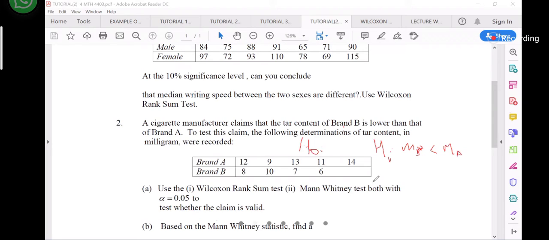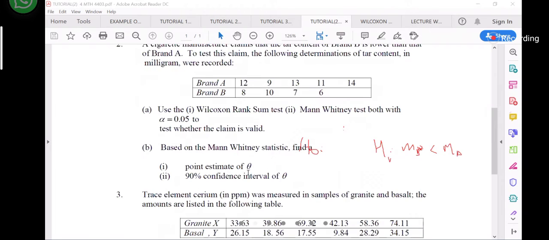Okay. So what is the lower critical value? 3, right? Yeah. So reject H naught if 1 is less than 3. Is it less than? Yes. So reject H naught. So based on the Mann-Whitney statistic, find a point estimate of theta. What is the point estimate for theta?